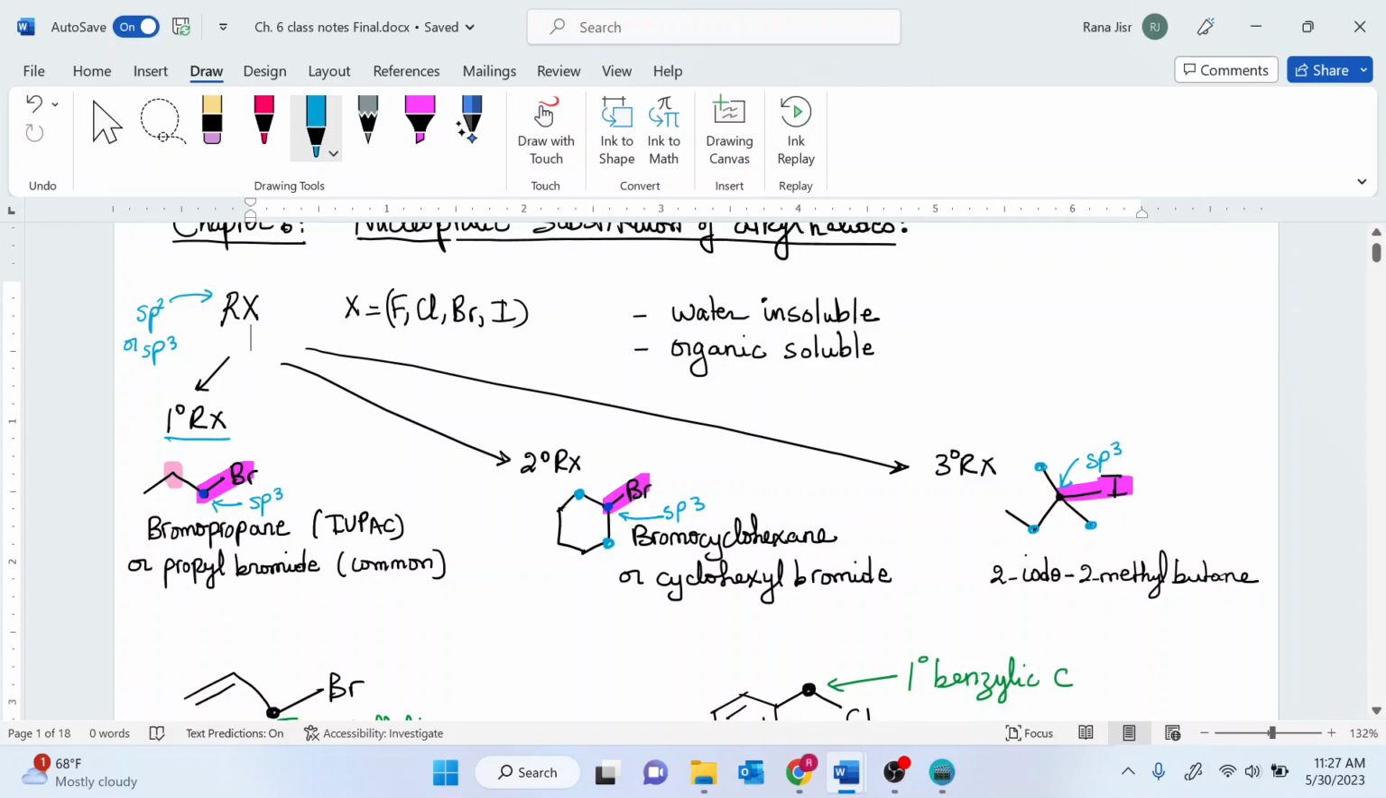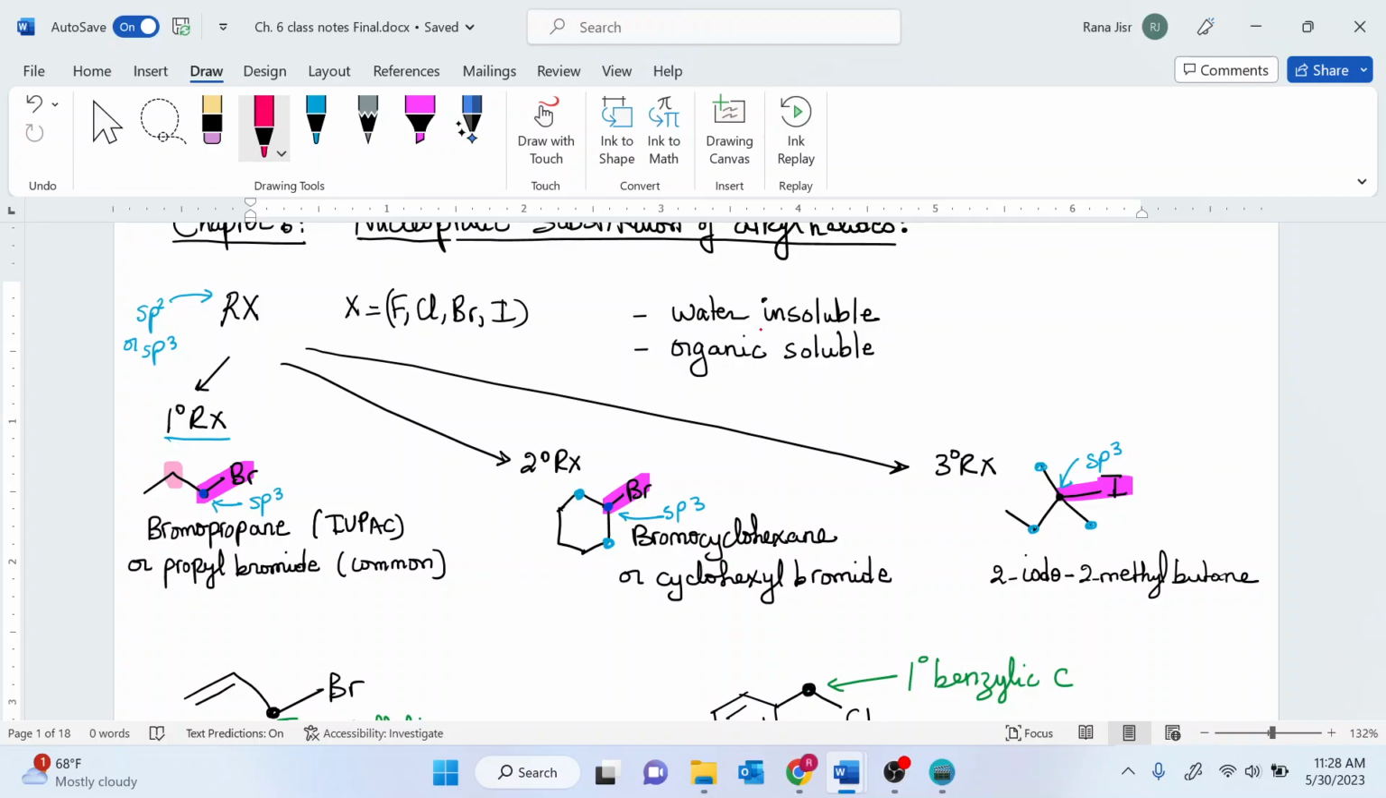To name as a common name, you start by naming your alkane chain first, and you name it as an alkyl group. So you end it in -yl, and then you end the naming with the halogen, and the halogen ending is -ide. This is a 6 carbon cycle, so I can also name it with a common name as well.